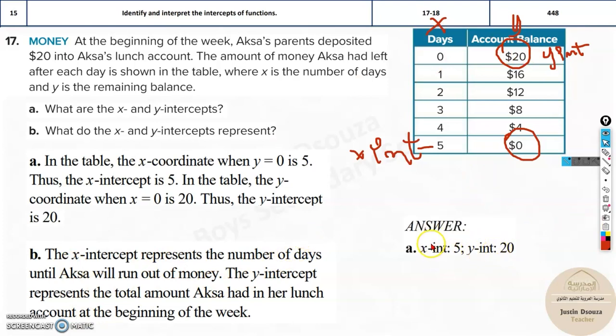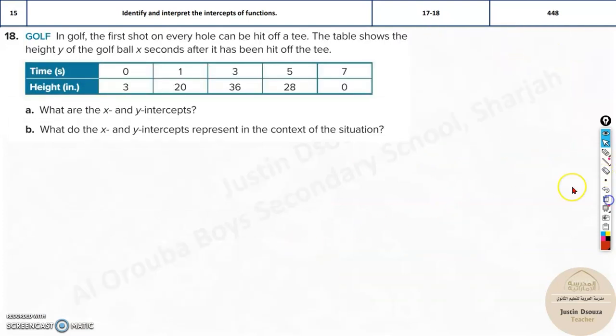So these are the intercept values. The x-intercept over here is 5, when y is 0, and the y-intercept is 20. Same thing over here. You can easily do this now. You don't even need to read all this golf and everything.